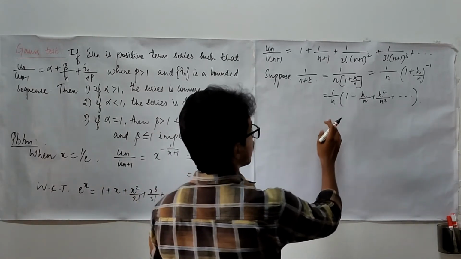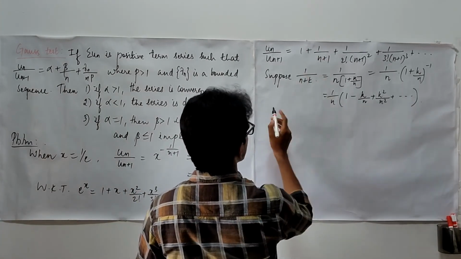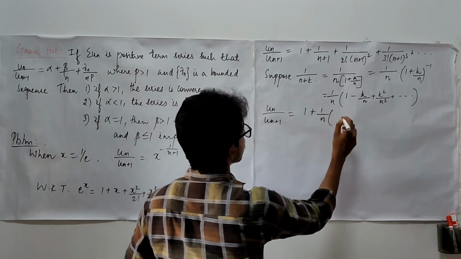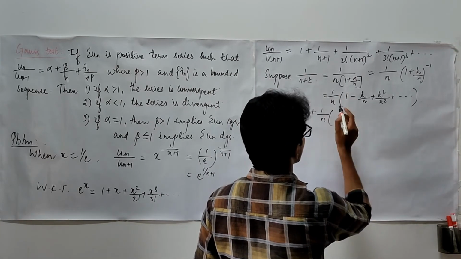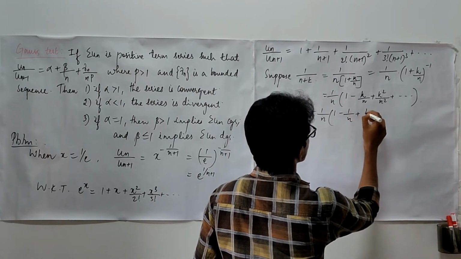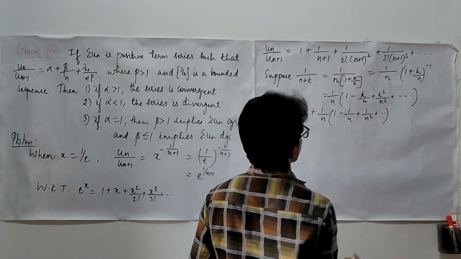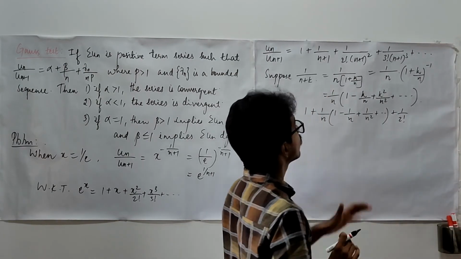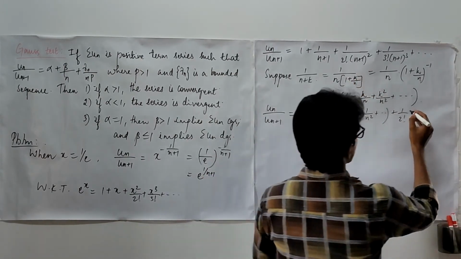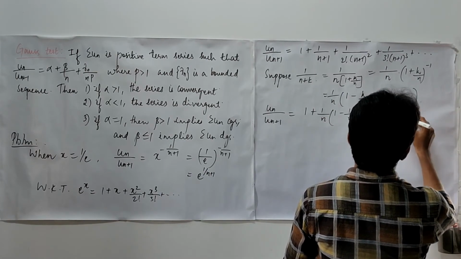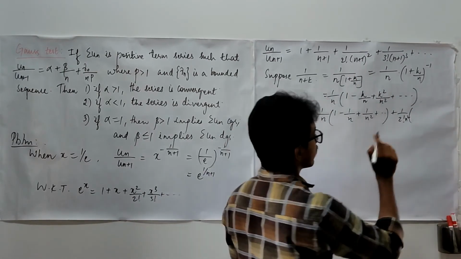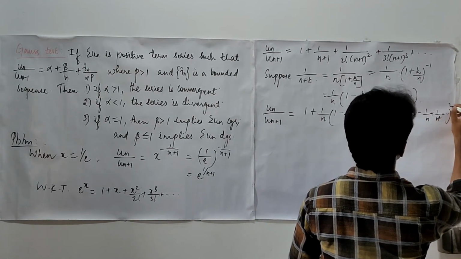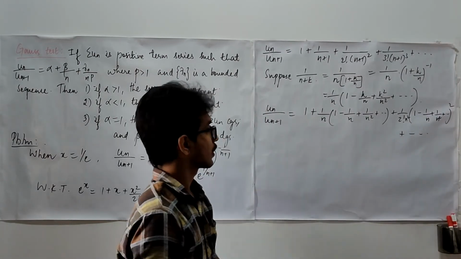Now do the same to un upon un plus 1. What are you going to get? 1 plus 1 upon n times of, so in the place of k we have 1, so 1 minus 1 upon n plus 1 upon n square, and it goes this way. And this is going to be 1 upon 2 factorial times of, when you do the same to this, you will take n square outside: 1 minus 1 upon n plus 1 upon n square, and it goes this way, the whole square, and it goes like this.